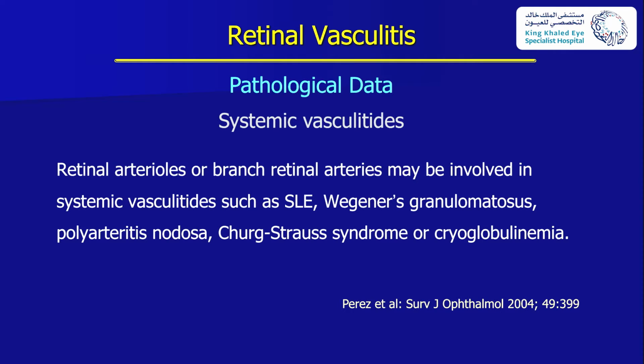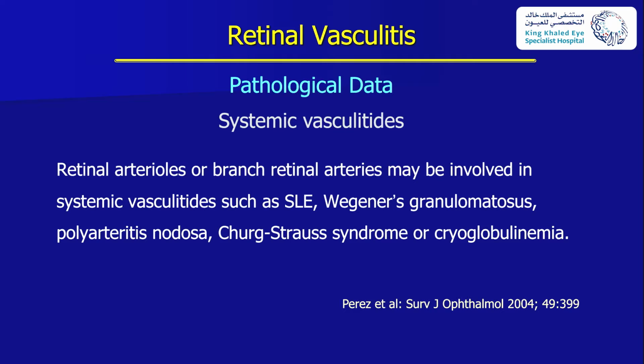Now, keeping this in mind, we have another entity in the retina that can be caused by systemic vasculitic entities, such as systemic lupus erythematosus, Wegener's granulomatosis, polyarteritis nodosa, Churg-Strauss syndrome, and cryoglobulinemia. But most common is systemic lupus erythematosus. Here, we don't see vascular sheathing, and there is no inflammation. But we have occlusion of the retinal arterioles by microthrombosis.